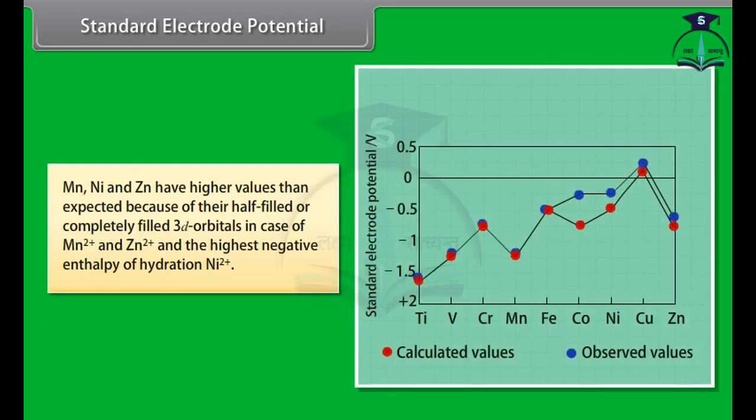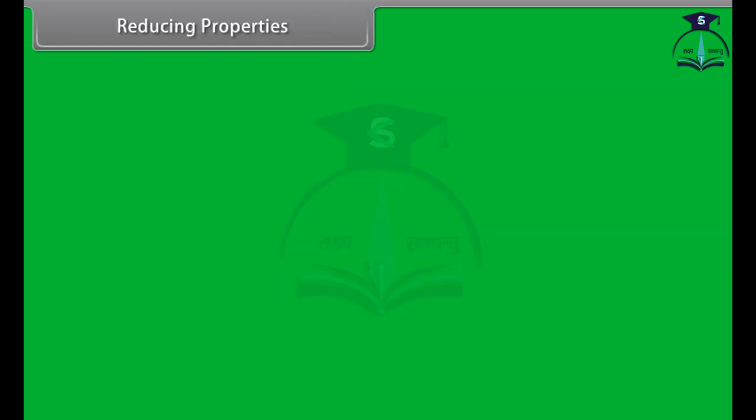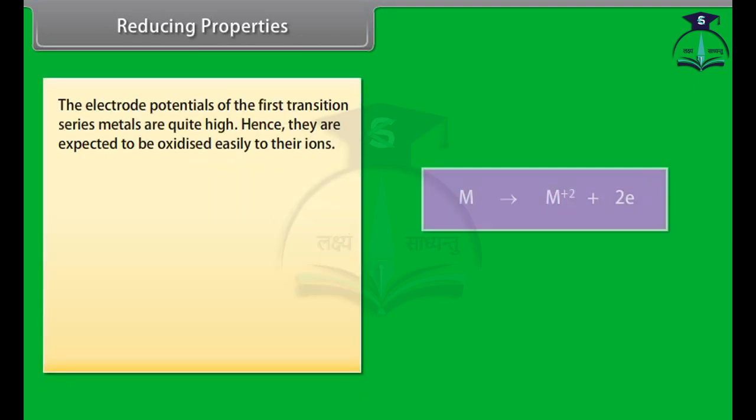Manganese, nickel, and zinc have higher values than expected because of their half-filled or completely filled 3d orbitals in the case of Mn2+ and Zn2+, and the highest negative enthalpy of hydration in the case of Ni2+. Reducing properties. The electrode potentials of the first transition series metals are quite high.